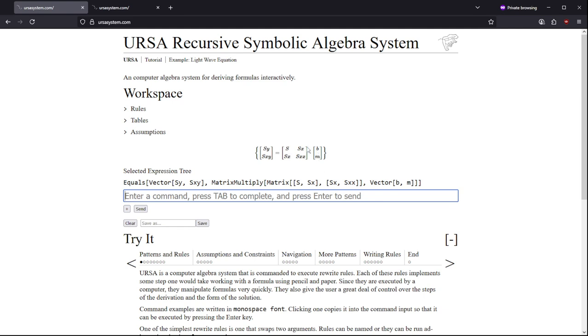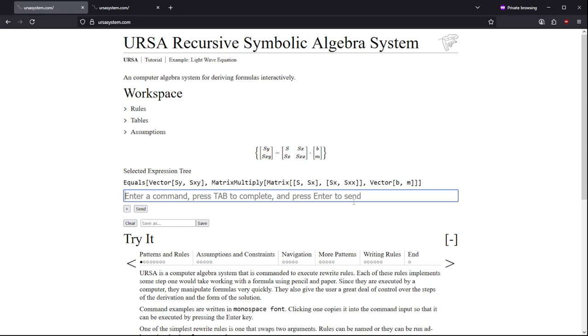So when we multiply that through, the top row of this right-hand side is going to be b times s plus m times sx. So this matrix equation is the same thing as that system of equations we had earlier. So now, to solve this matrix equation and get the b and m vector on its own, we just need to multiply both sides by the inverse of this matrix.